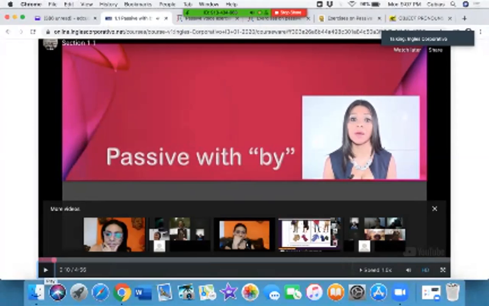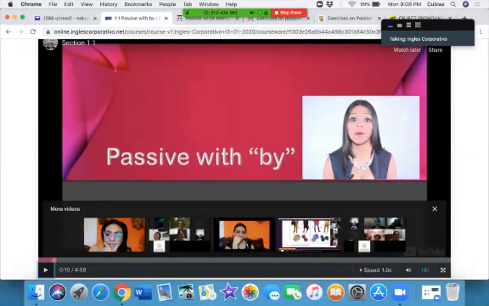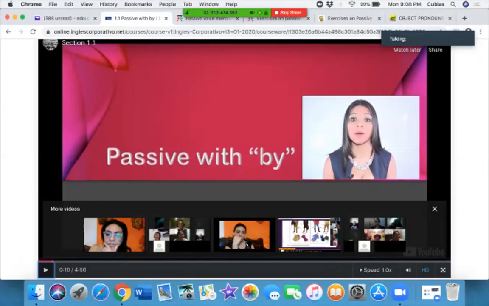Okay. So she's saying right now that we're going to study passive with by. And the idea is, what does a passive do to a sentence? Does anybody know what passive does to a sentence? It's an emphasis in the sentence. Kind of emphasis. Okay, anybody else? No? No problem.